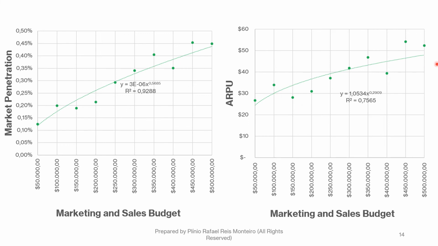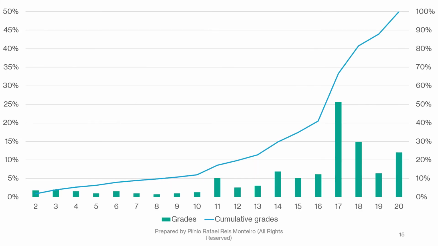As you increase the marketing and sales budget, the impact on the average revenue per user is reduced. So we also have these diminishing effects of the marketing sales budget on average revenue per user. And finally, to wrap up, we have here the grades distribution of our students in the course.